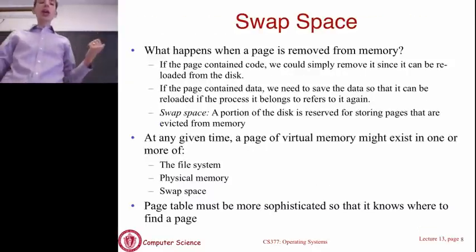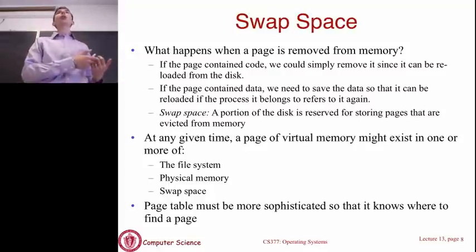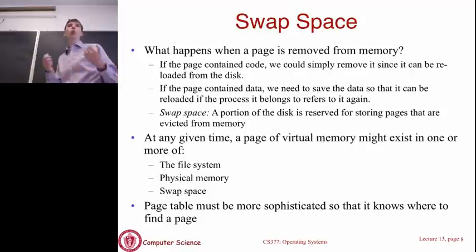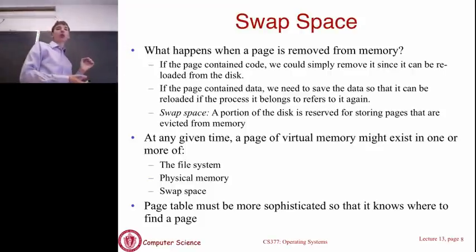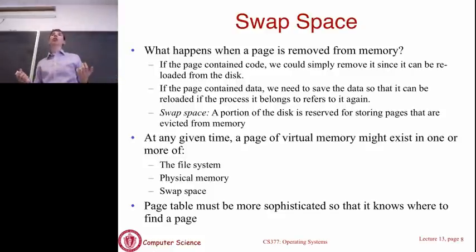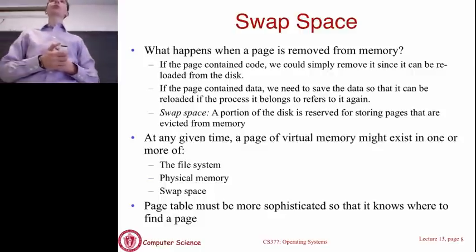Now, one thing we haven't actually talked about is where you're storing pages when they're not in memory. Because they need to be on disk somewhere, but we haven't said where we're going to store them or how. So this is the idea of swap space, which is an area of disk that we're going to use for storing pages of memory.